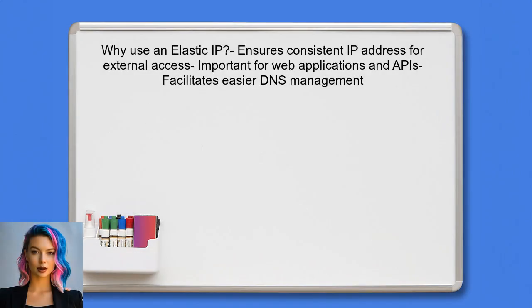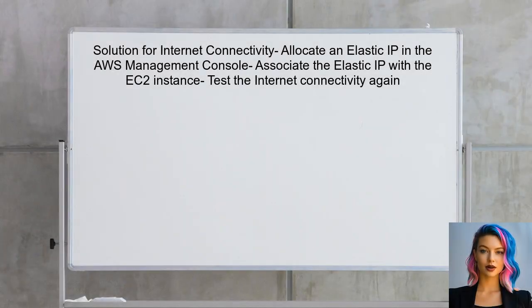Now, let's discuss why the user might need an elastic IP. If the user wants to ensure that their EC2 instance has a consistent IP address for external access, such as for web applications or APIs, an elastic IP is essential. In the user's case, since they are unable to connect to the internet from their EC2 instance, they should consider allocating an elastic IP and associating it with their instance. This will provide a stable IP address for their internet connectivity.